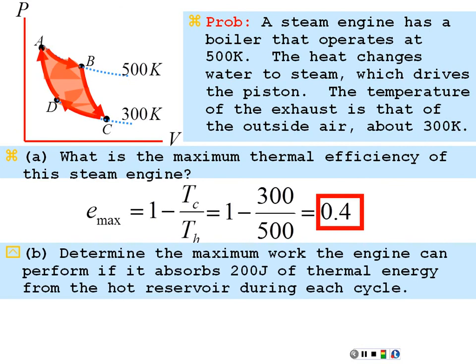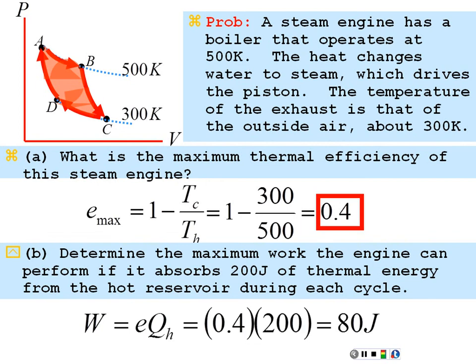Determine the maximum work this engine can perform if it absorbs 200 joules of thermal energy from the hot reservoir during each cycle. Well, our input is 200 joules. Our efficiency is 0.4. So our work is going to be 0.4 times that input, or 80 joules. So this engine can actually perform at maximum efficiency 80 joules of work, given that our input was 200 joules.